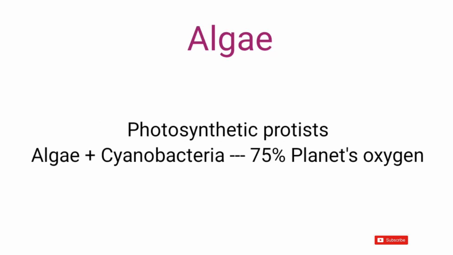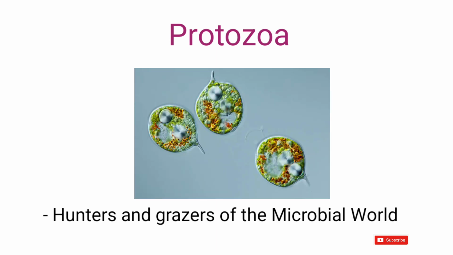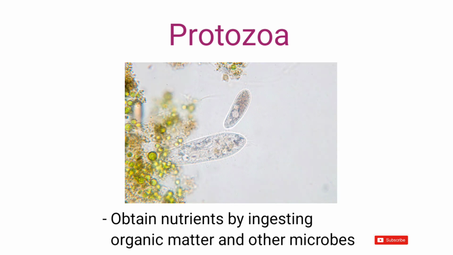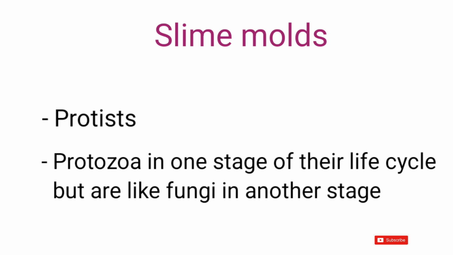Algae are photosynthetic protists. Algae, together with the cyanobacteria, produce about 75% of the planet's oxygen. Protozoa are unicellular animal-like protists that are usually motile. Many free-living protozoa function as the principal hunters and grazers of the microbial world. Protozoa obtain nutrients by ingesting organic matter and other microbes. A few protozoa cause disease in humans and other animals.